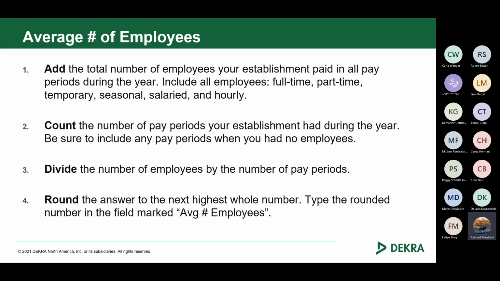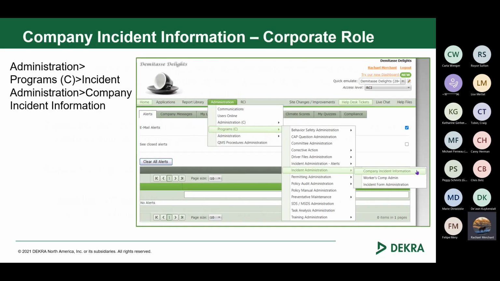We'll go ahead and go in there and take a look at that now. This is the access path on how to get there. Corporate users would use the administration menu, and then you go into the program C where most of your programs fall to make changes. You go into Incident Administration, and it will be the first choice selected at the top of the flyout menu there, called Company Incident Information.